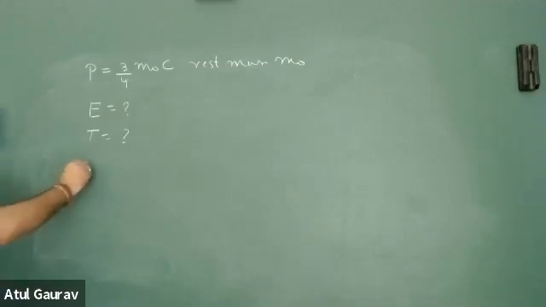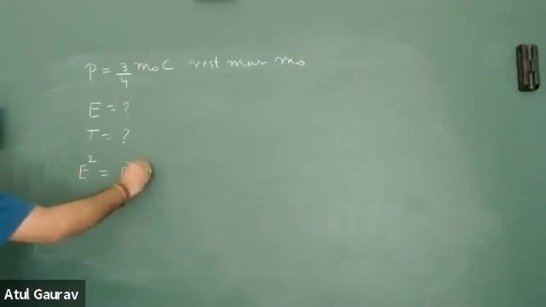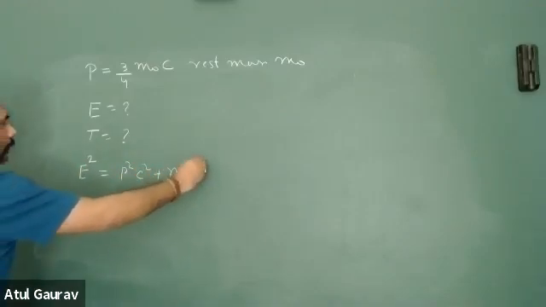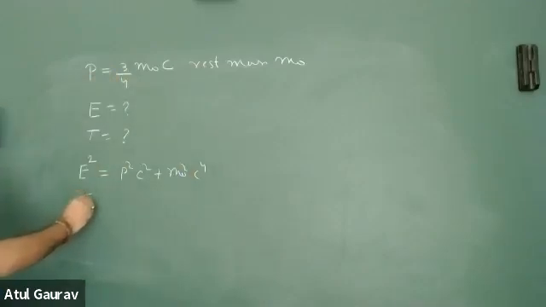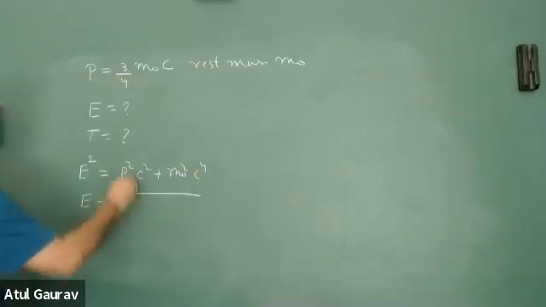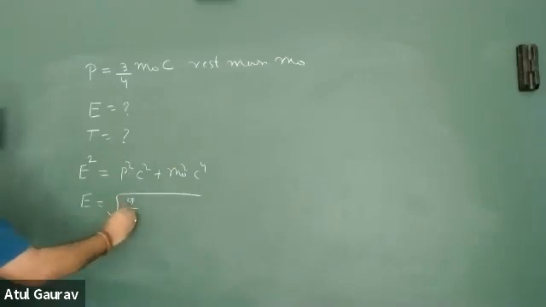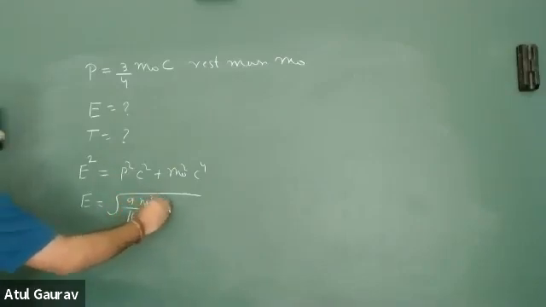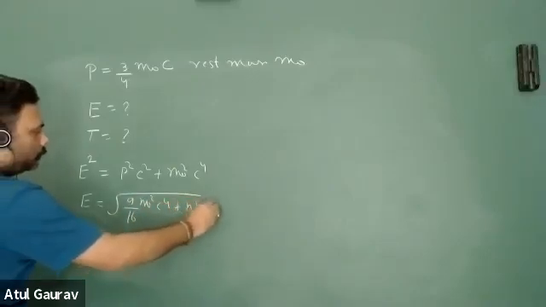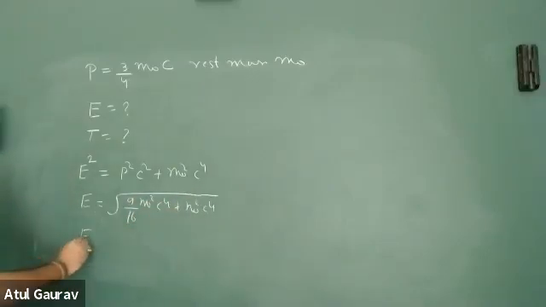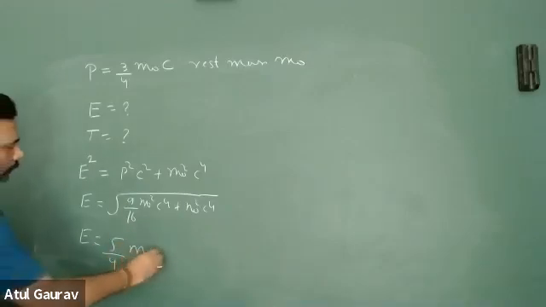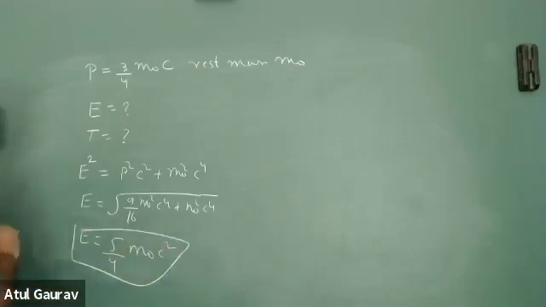Today, if momentum is given, then you have E square is equal to P square C square plus m naught square C4, and with this value you can write E is equal to root under 9/16 m naught square C4 plus m naught square C4. So what will be E? E is equal to, I think, 5/4 m naught C square. Very simple. Which formula you use is a matter of choice.